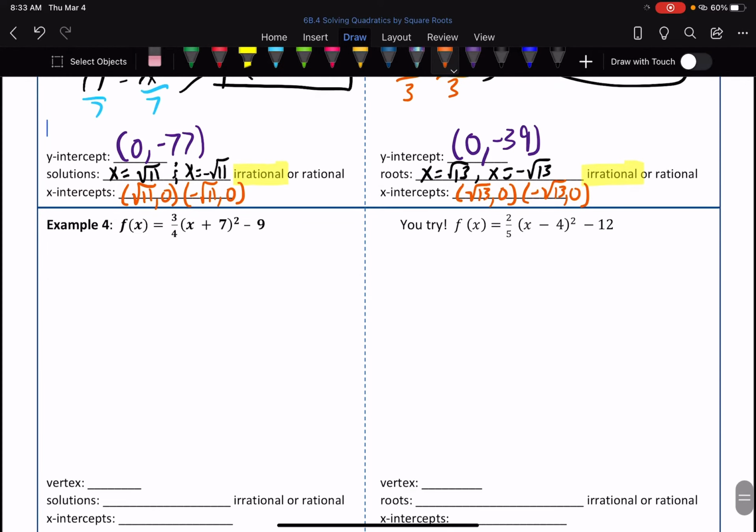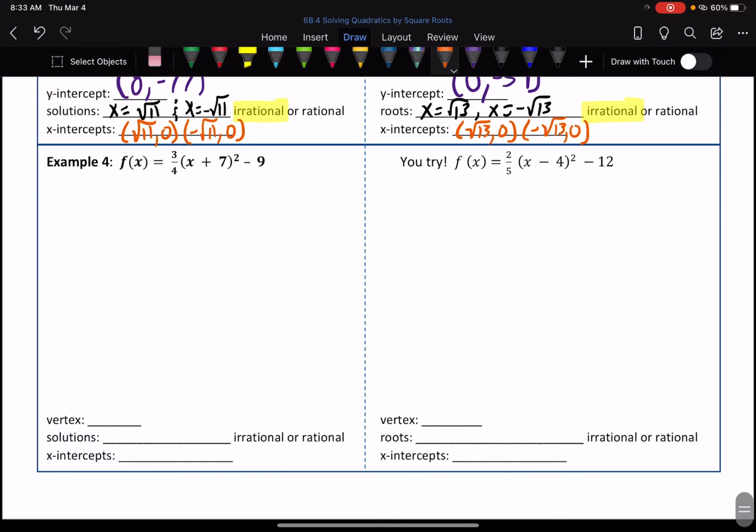So there's a couple more steps that we have to take when it's in vertex form. First off, in vertex form, our key characteristic is our vertex itself. So I go inside my parentheses, I look at that h value, change the sign. So that's going to give us a negative 7. And then I just take my k value, in this case is negative 9. All right, so let's go ahead and set this equal to 0. So 0 equals 3/4 times (x plus 7) squared minus 9.